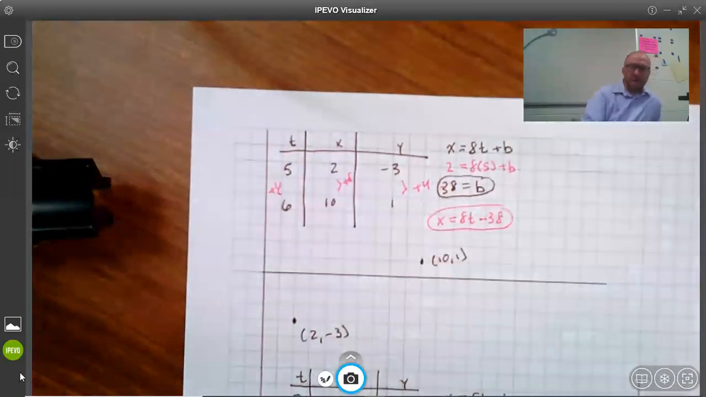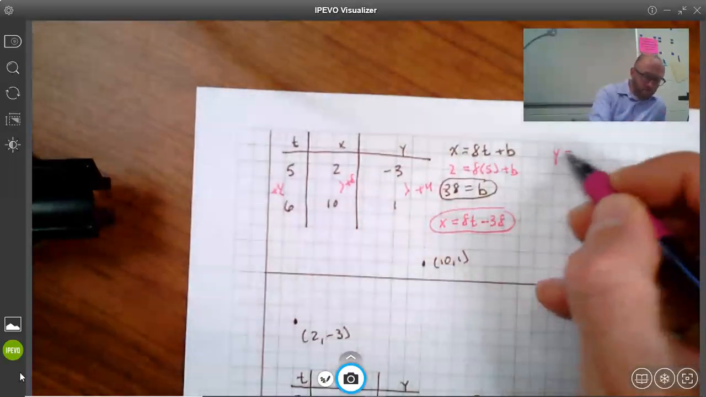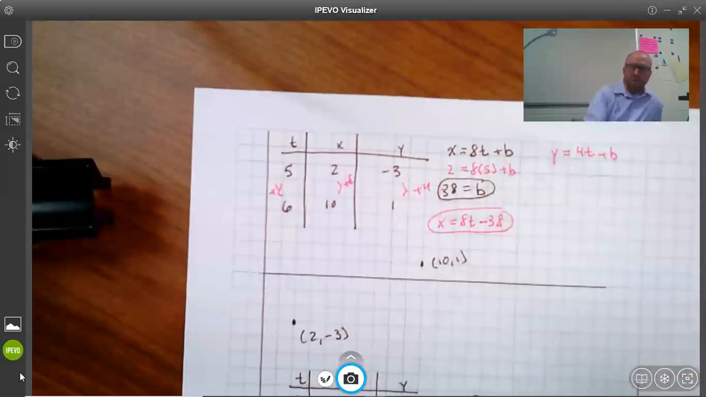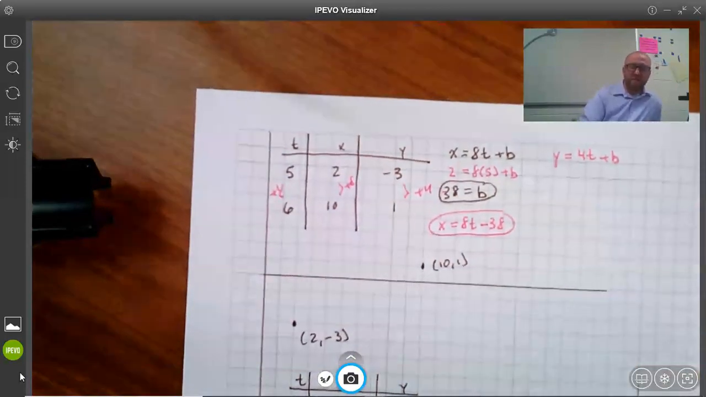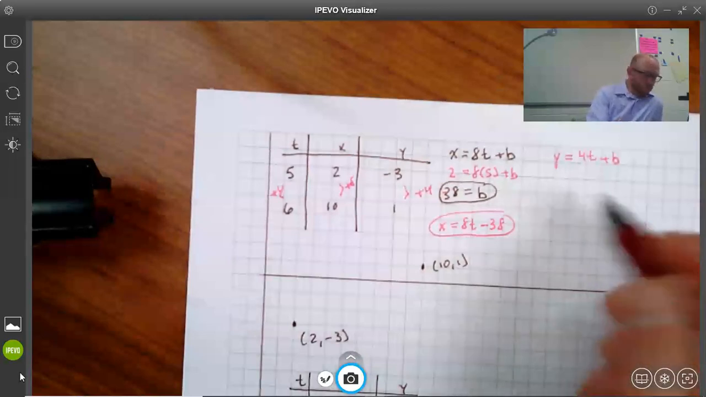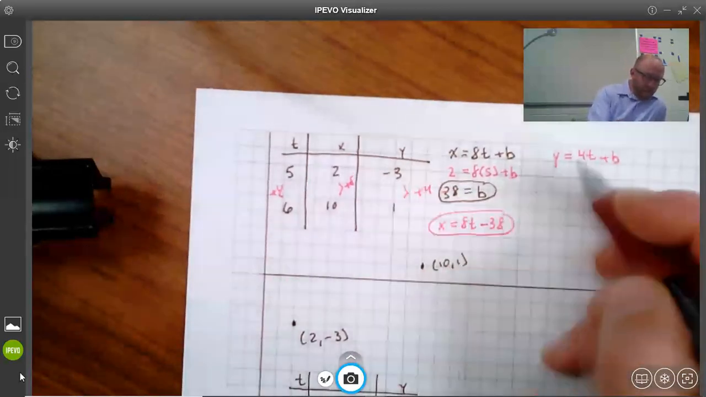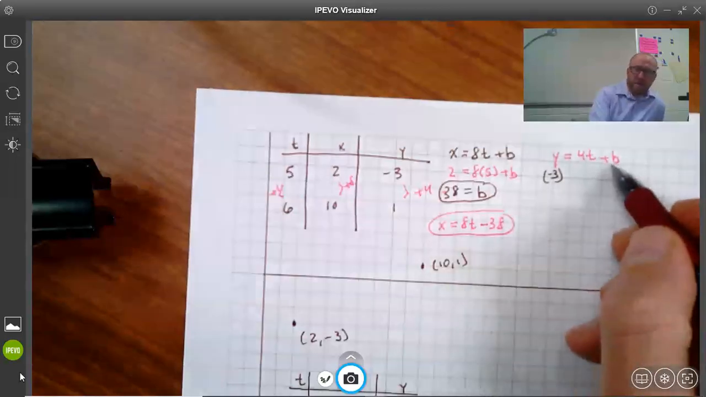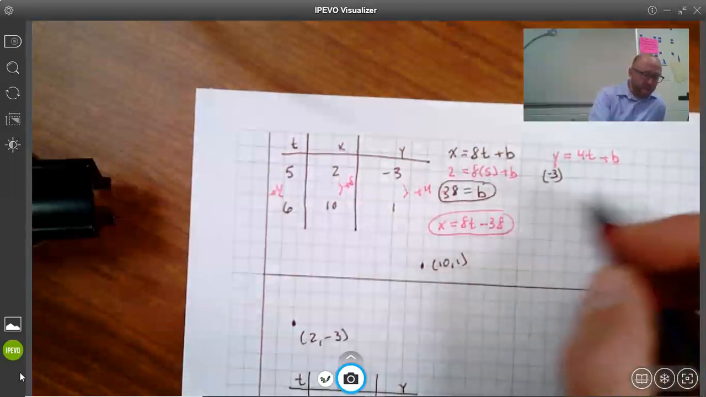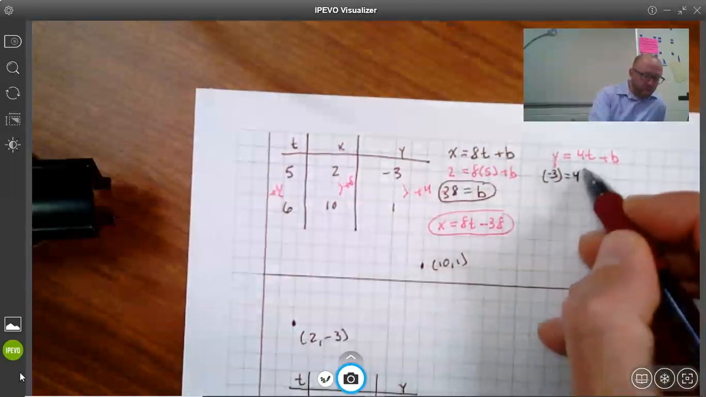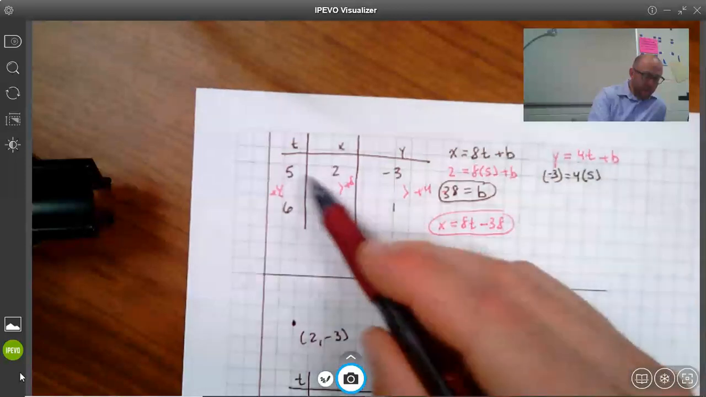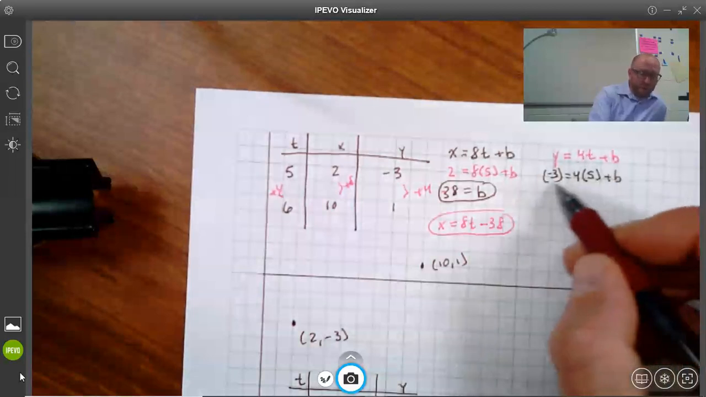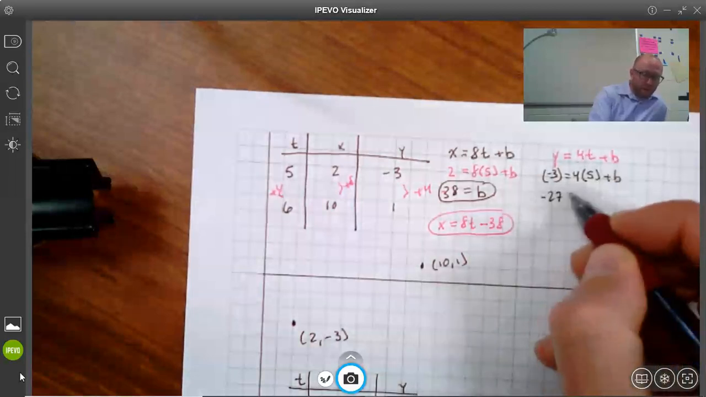-38. And then for our y equals, so it's still going to be 4t plus our unknown b, an adjuster number there. So we plug in -3 for y. So again, we're just going to plug in the y value and the t value that we have, and we'll figure out what b is. So this is equal to 4 times 5, that's the corresponding t value that goes with this point, plus b. 4 times 5 is 20, and -3 minus 20 is -27.